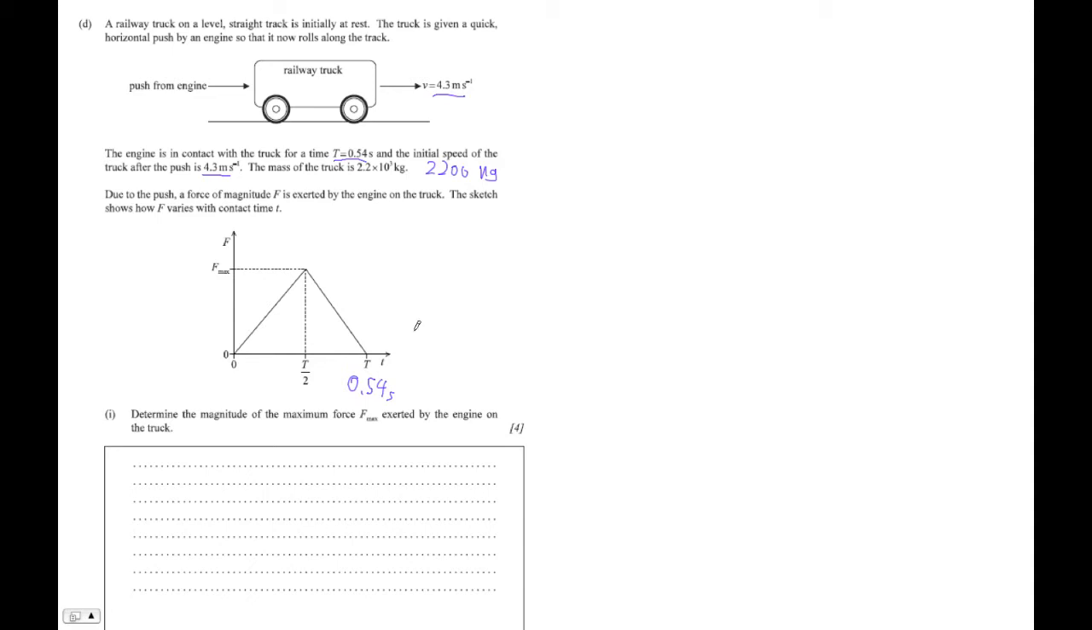So it goes up, it goes down. This must be their favorite graph, right? So here's this maximum force, and it says determine what the maximum force is if it follows this graph. Okay. So it seems to me what we're going to do, this is like a glorified force times time.